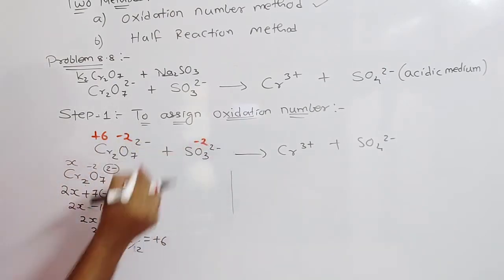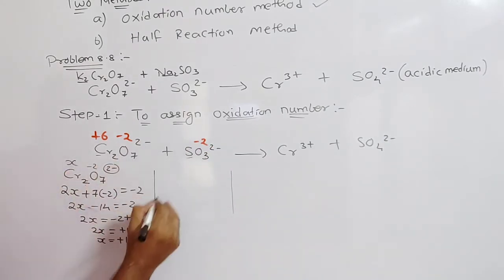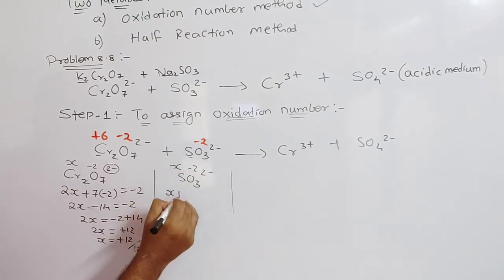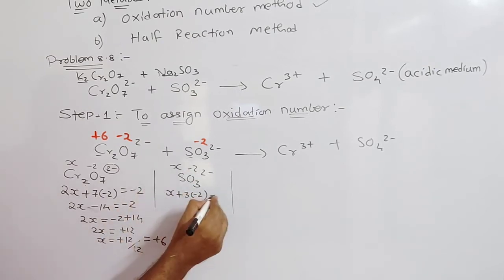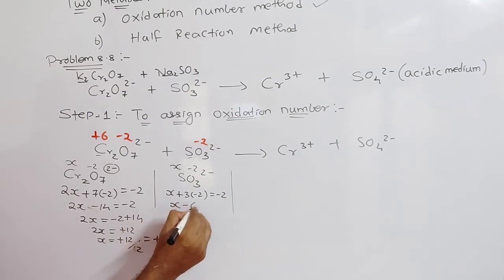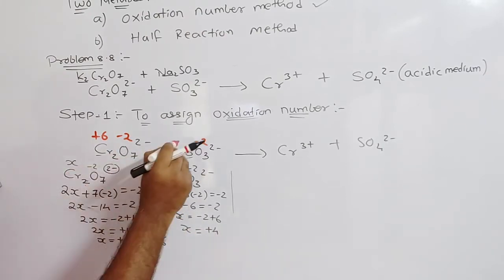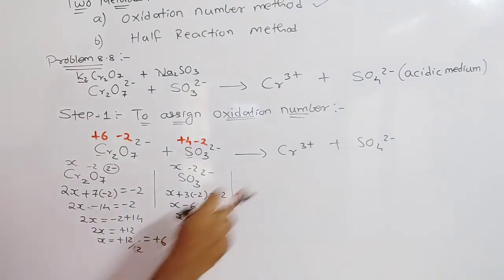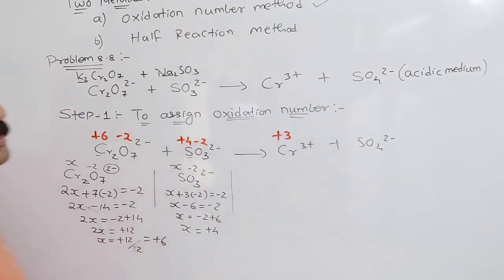In the case of sulfur in SO3 2-, we use the same method: x and -2. So x plus 3 into -2, because 3 atoms of oxygen are there, is equal to -2. So x minus 6 is equal to -2, x is equal to -2 plus 6, so x is equal to +4. Here sulfur is +4. In the same way, chromium on the product side is directly given as +3.